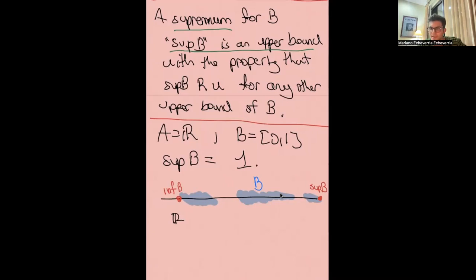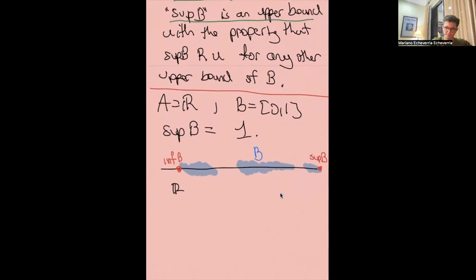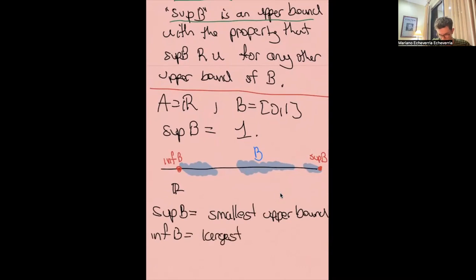But yeah, supremum is the smallest upper bound, and infimum is the greatest lower bound. So let's just put it like that. Sup of B is the smallest upper bound, and inf of B is the largest, or greatest, lower bound. Is that making sense?